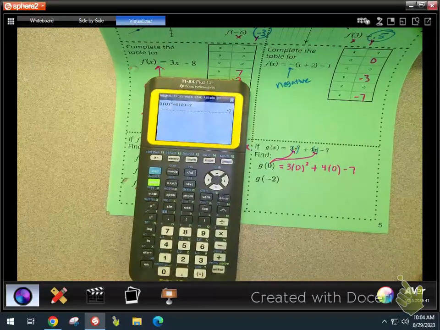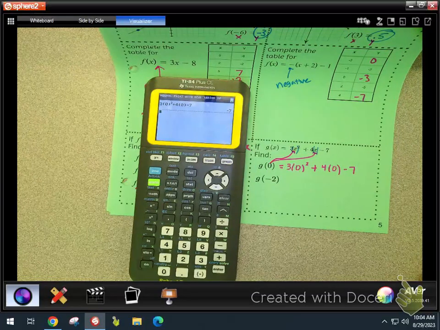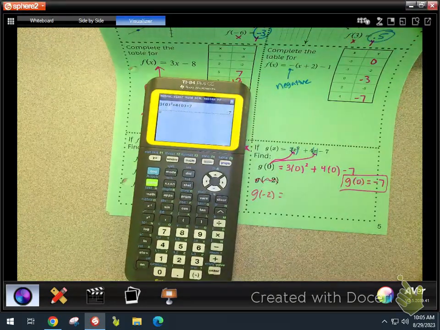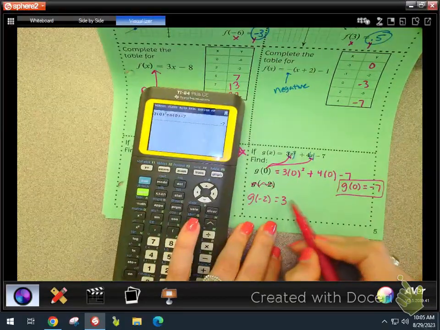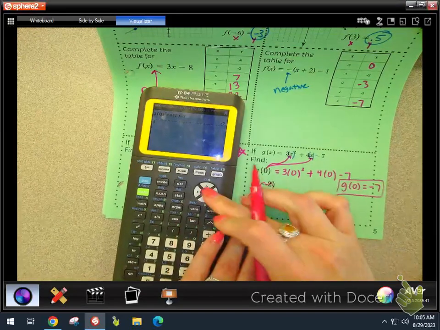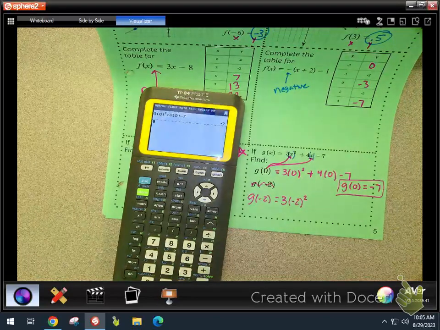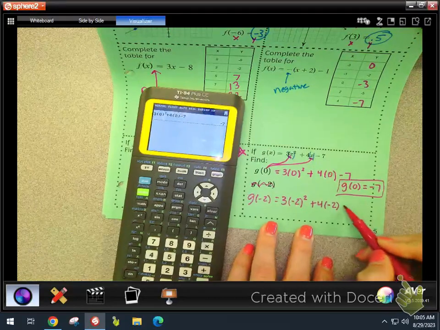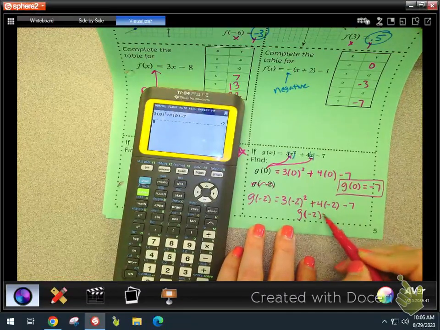Just do it here. Do I have to graph it? No, just type it in on the regular calculator screen. For g of negative 2, you guys, we're doing the exact same thing. Negative 2 is going in the parentheses. It is a negative. What's so important about this is the squared is going on the outside. And if you don't put the squared in the right place, you are going to get this answer incorrect.